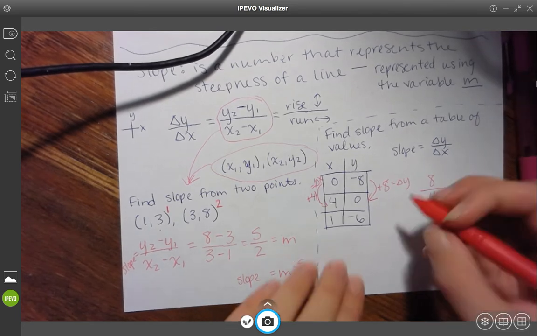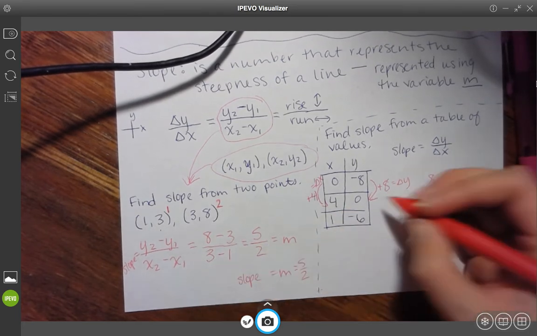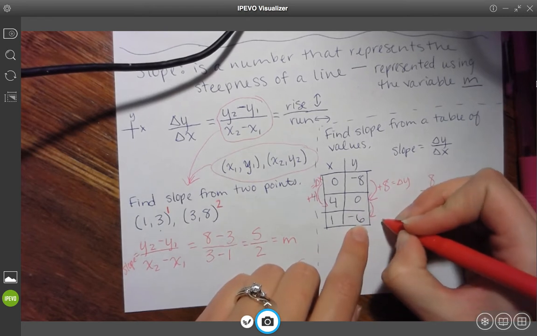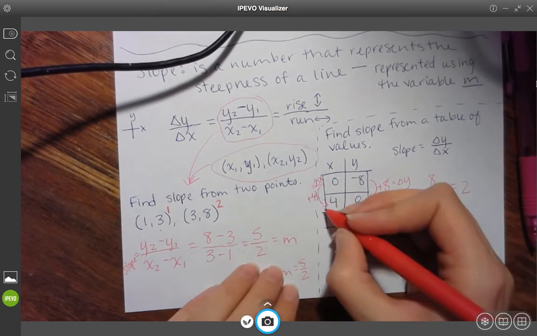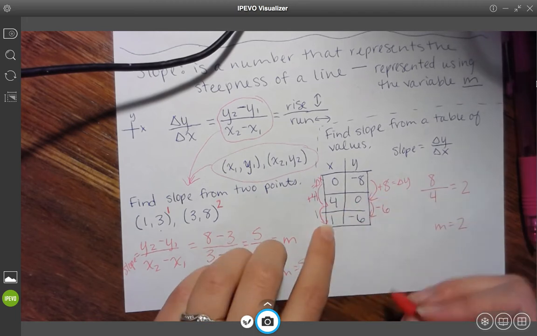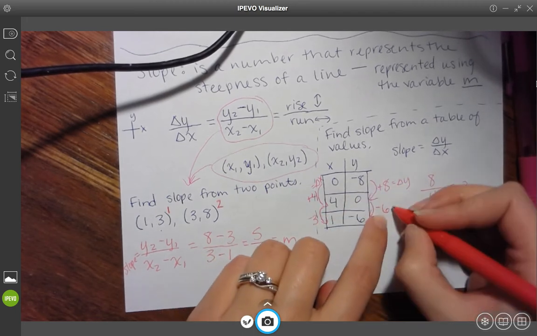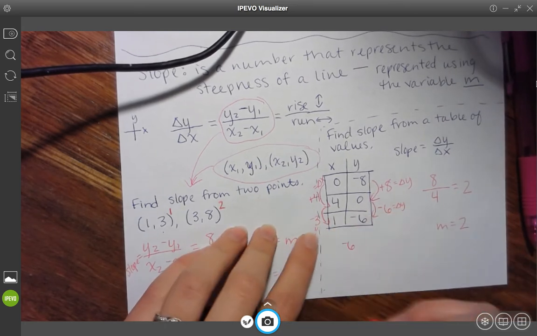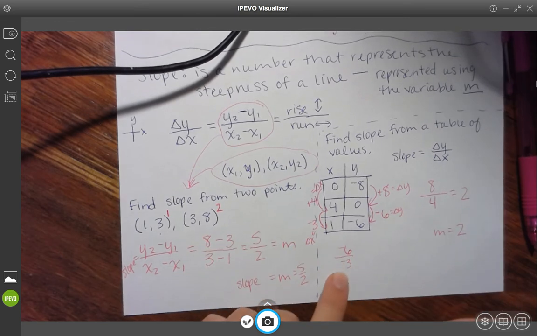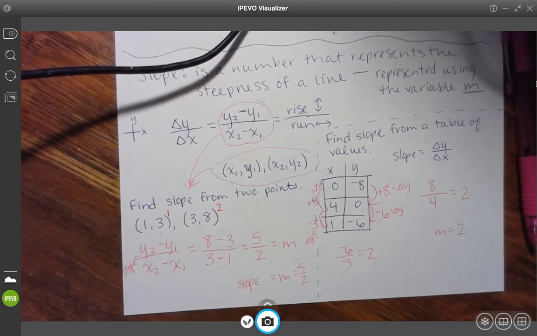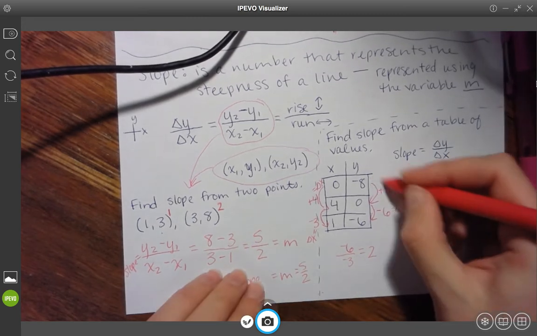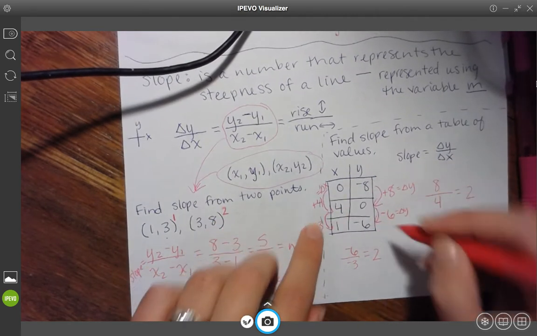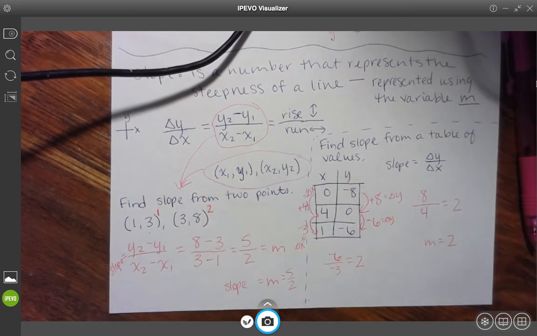And I could have done that between these 2 points. Okay, 0 to -6. I subtract 6. 4 to 1. I subtract 3. So this would be my change in y. This would be my change in x. -6 divided by -3 is 2. Slope stays the same. And then I could do the same thing going from the top row to the bottom row, okay? Your slope is going to be constant in a linear equation. All right, big point to remember.